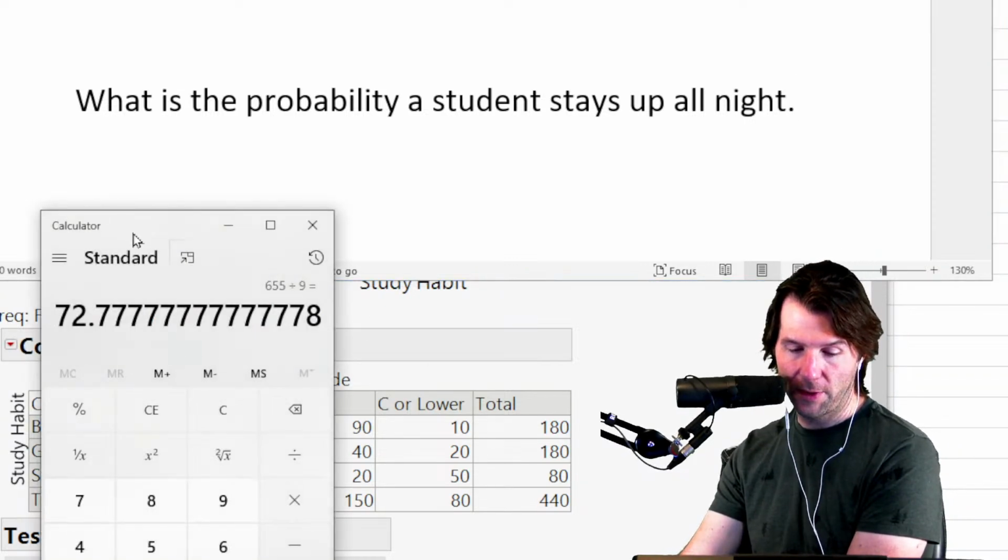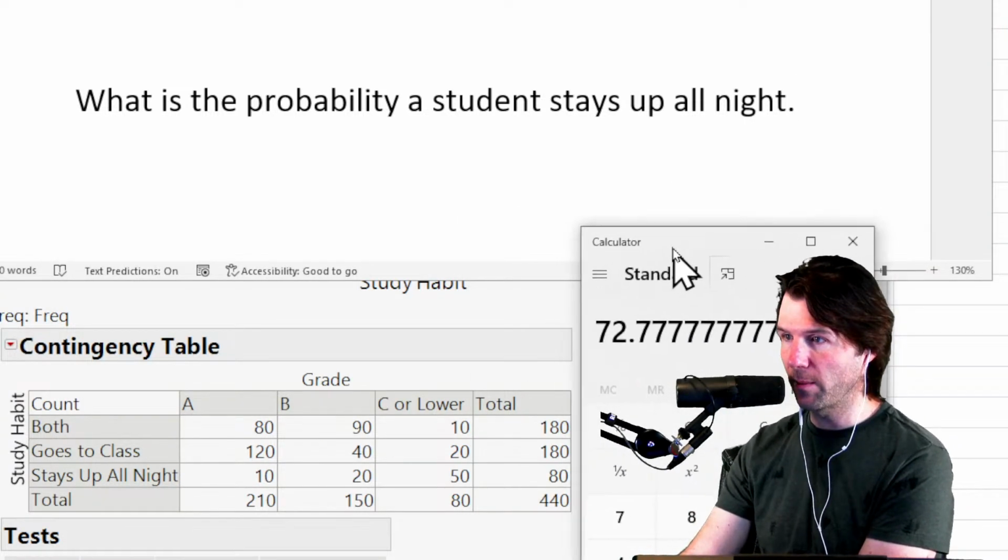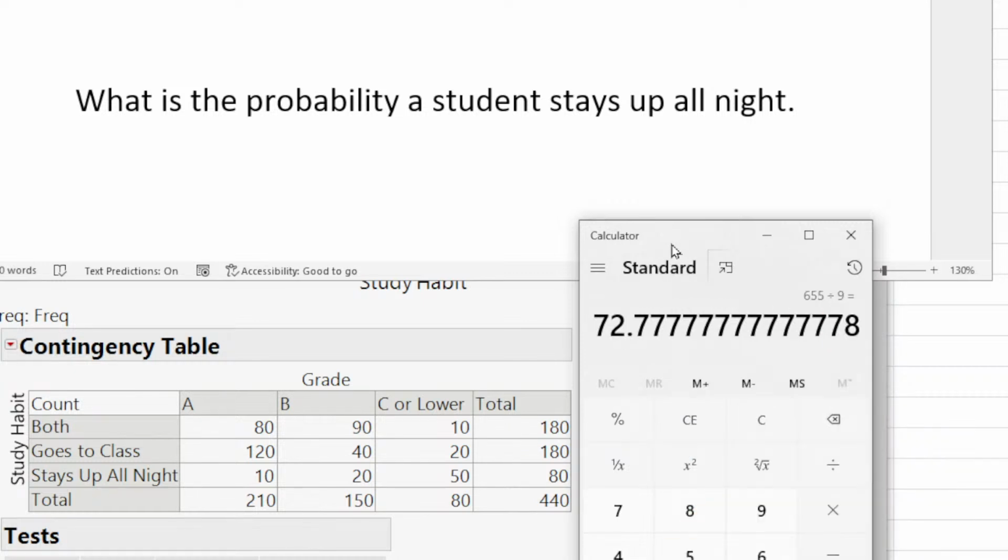Let's check the math. So we're talking about all students. We're talking about 80 out of the 440. And there it is right there, 18.18%. Great job, Lachey and Jackson right there.